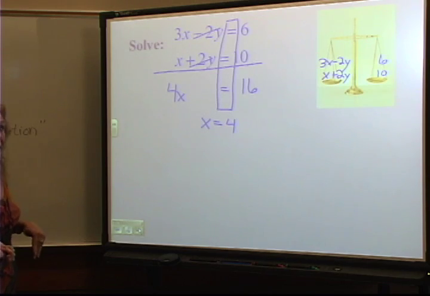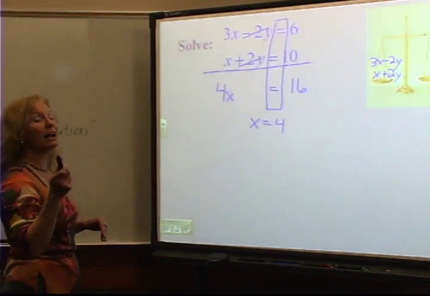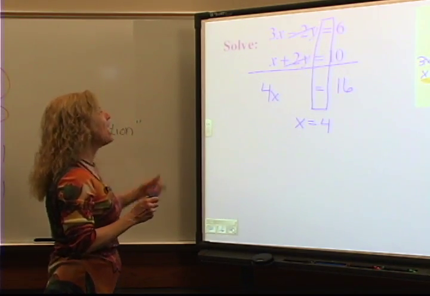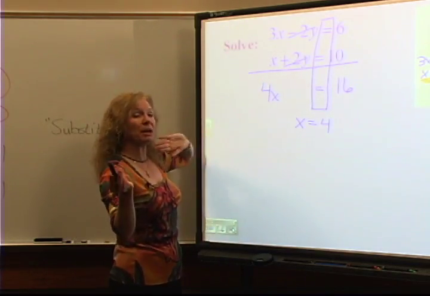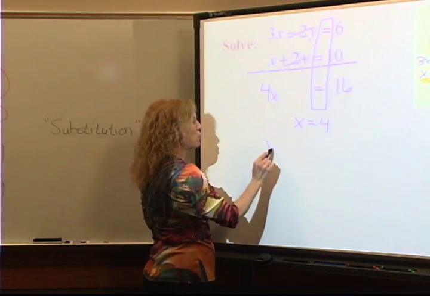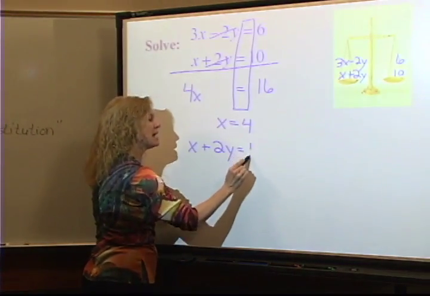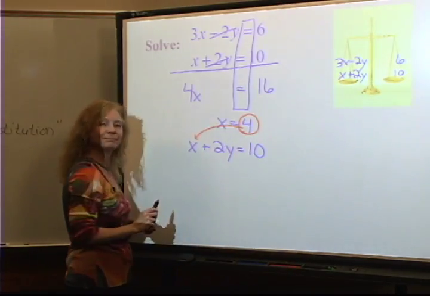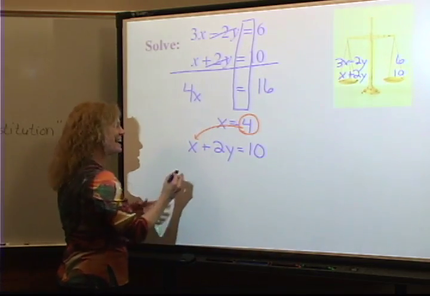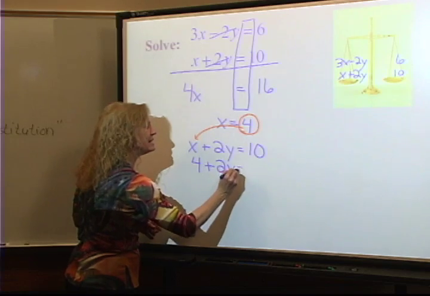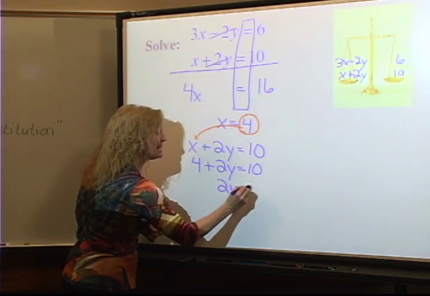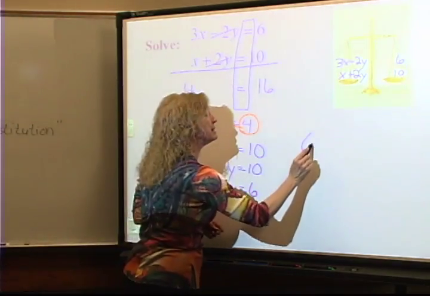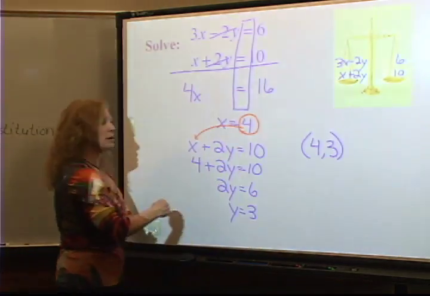Okay? Now, have I solved my system? Not yet. I know half of my solution. I need to find the y coordinate now as well. So I can choose either equation. You pick which one you like. I'm going to use the second one. x plus 2y is equal to 10. And I'm going to put this 4 in place of the x. I'm still doing substitution, huh? And I get 4 plus 2y is equal to 10. 2y is 6. y is 3.